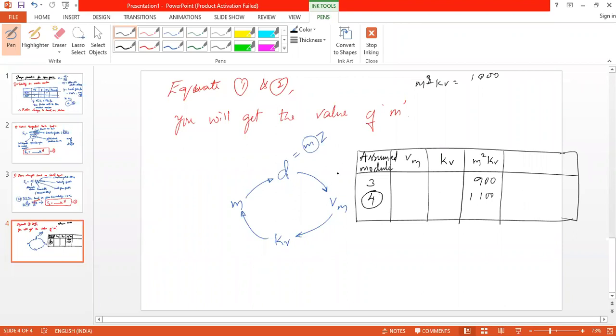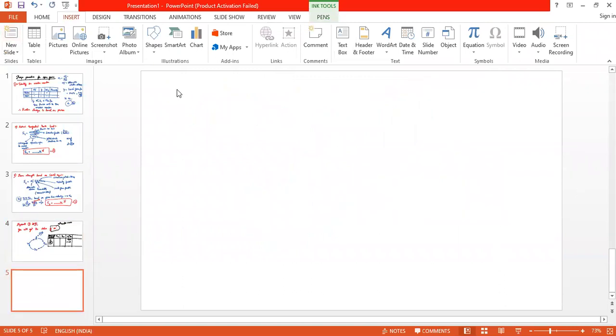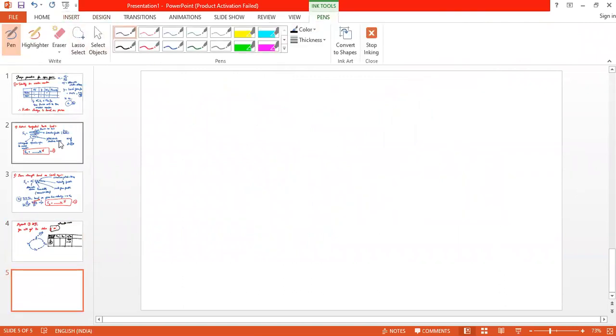This is where you cannot get the value of Vm directly. If you don't have the value of d, then you have to follow this method. Is it clear? If you solve this, you will get the value of module. Once you know the value of module, what is the next step? The wear load. You need to find out the dynamic load.